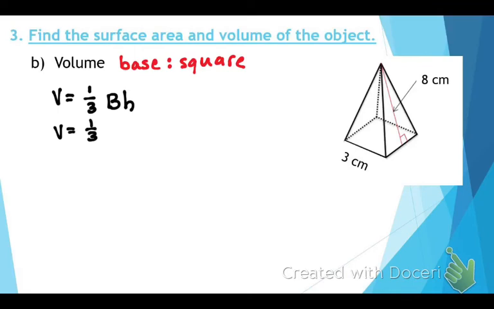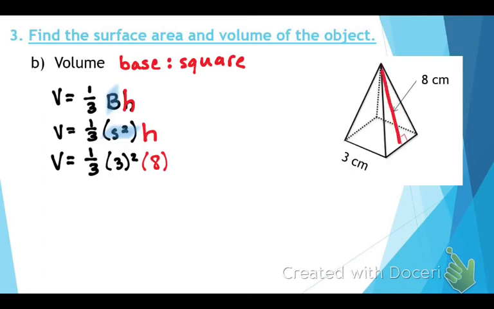Back to Kyla. So 1/3, and then the base is square, so S squared. Excellent. Times the height, and put down the 1/3, and then the side is 3 squared times 8. And what is the H? 8. Good job. If you remember, guys, anytime that you see this thing on the side right here, it looks like an H. That's a clue that that is your height for something, okay?